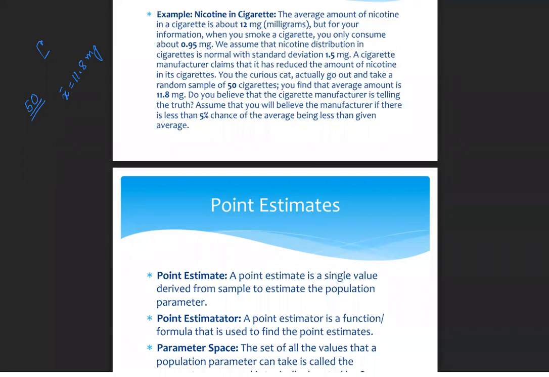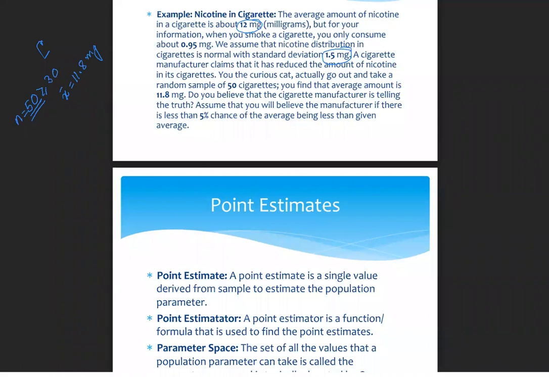Now, the way you do it is this. It's a straightforward application of the central limit theorem. You don't know what the original distribution of the population is. They tell you that the mean amount of nicotine in the cigarette is 12 milligrams with a standard deviation of 1.5 milligrams. You don't know about the distribution; it could be bell-shaped or not, but your sample size n is greater than or equal to 30.